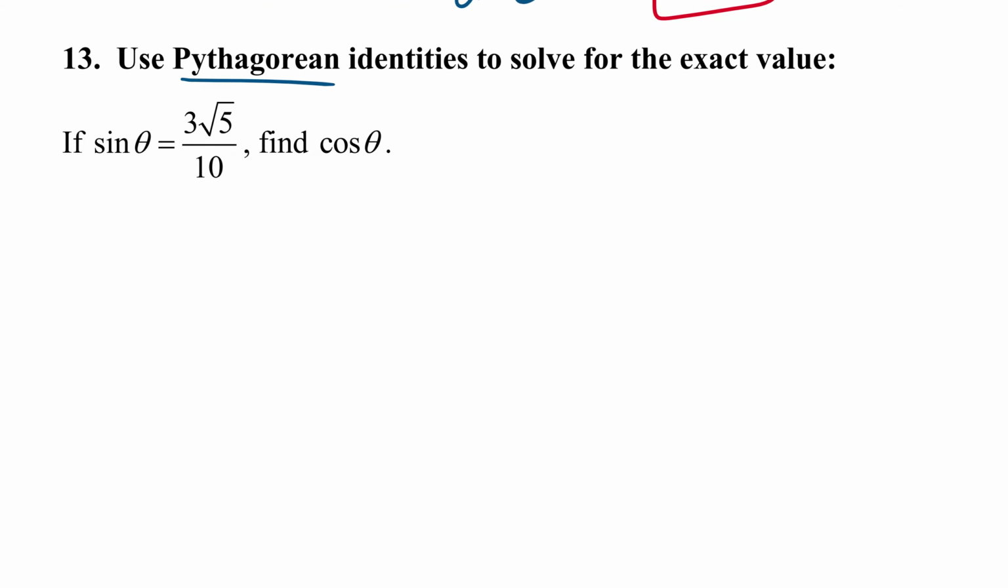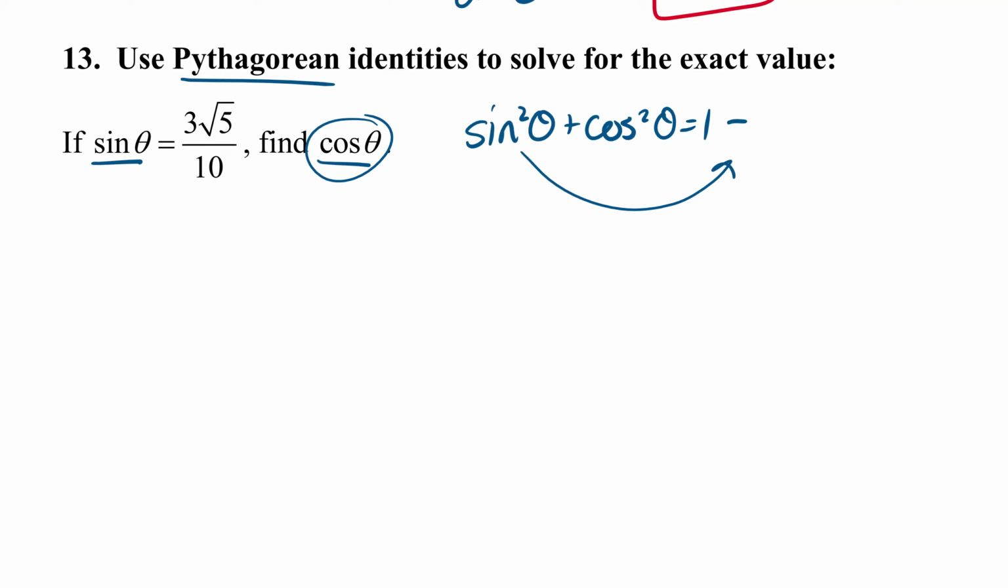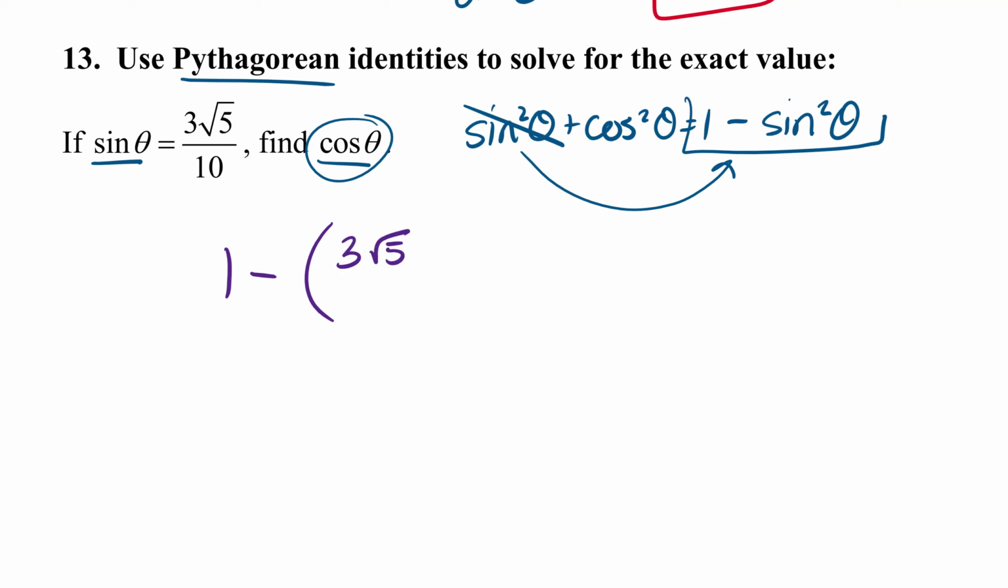Okay, Pythagorean identities. Since I have sine and cosine, the only one I have with sine and cosine is sine squared theta plus cosine squared theta equals 1. I want cosine, so I would move sine over here. So I'm going to use this right here and find cosine. When I plug this in, I have 1 minus sine, which is what I have in my problem, squared.